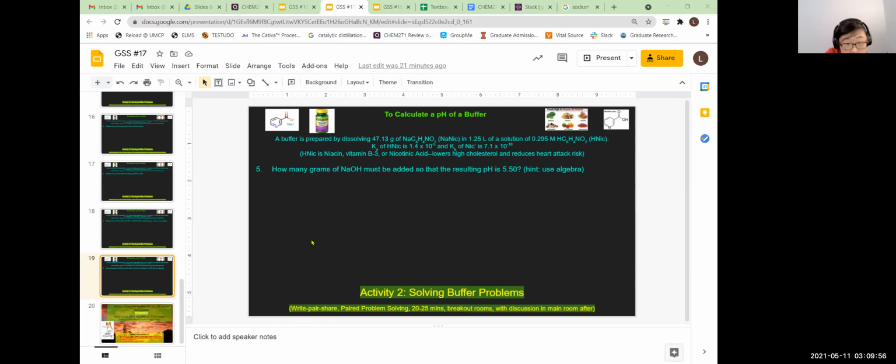Then you go back to your other system, which is the buffer. So we're adding to HNIC. This is also related to Le Chatelier's principle. It's at equilibrium, so it's H plus and NIC minus. This is the nicotinic acid. You do an ICE table for it. So you start with 0.295 molar, and you have 0.26 molar here.